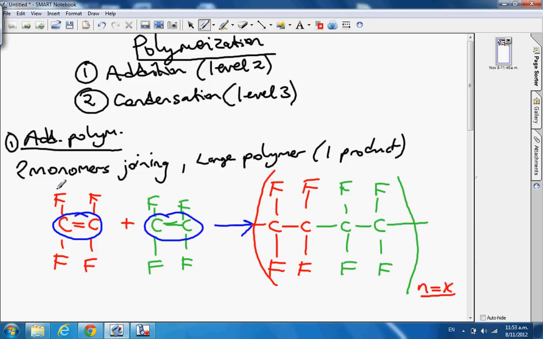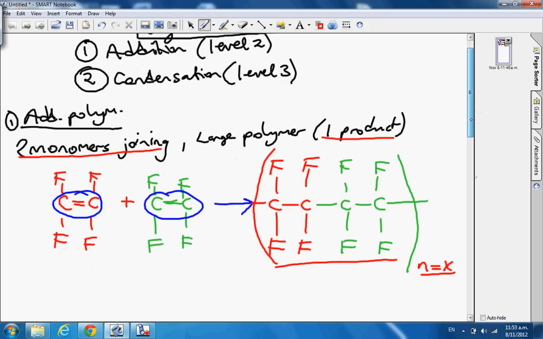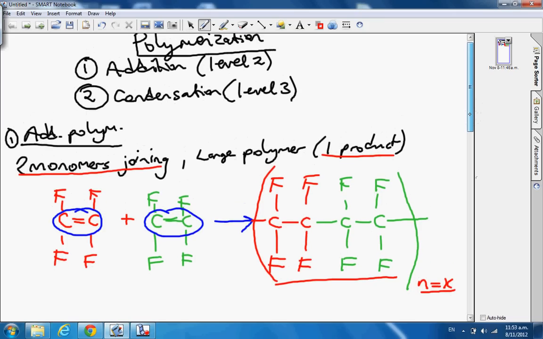So just to review again, addition polymerization, you have two monomers joining together. The double bond is the functional group in question. You get one product, which is your polymer, and there are no double bonds present in your addition polymer. So you have things like polythene, which is used in plastic bags. You have Teflon, as I say, is used in non-stick pans, polypropylene, etc. So they're addition polymers, and that's a bit of a throwback to level 2.